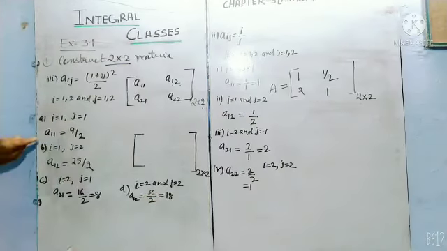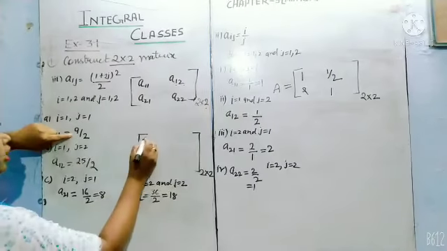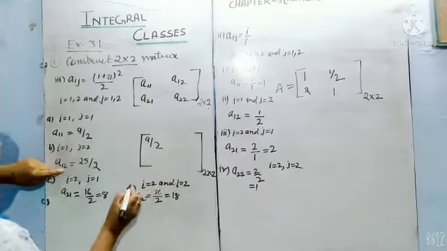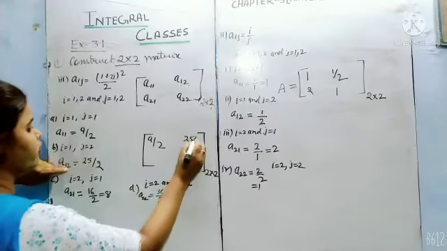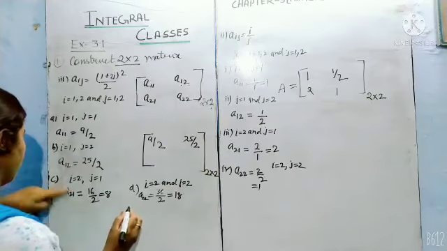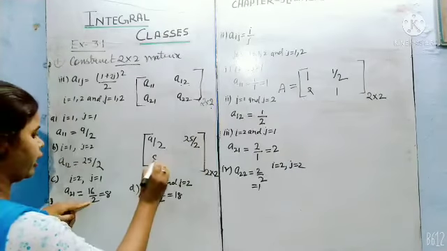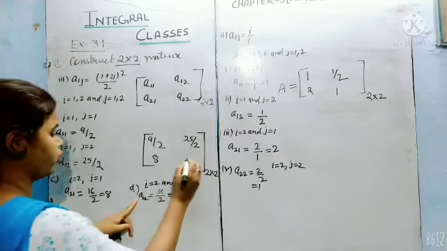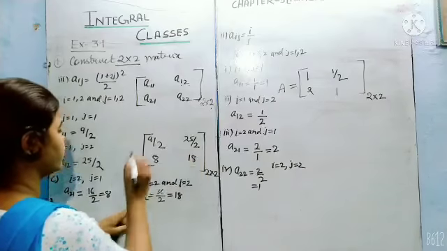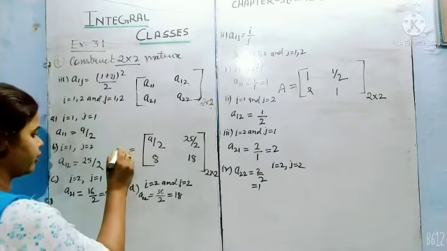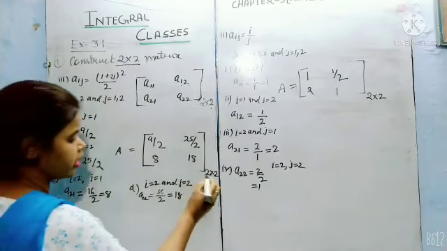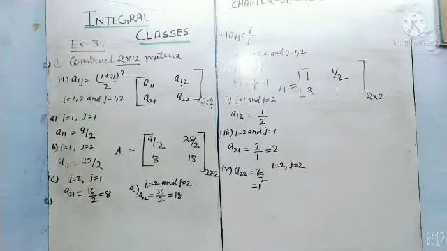Now we will put the values. A11 is replaced by 9 by 2, A12 by 25 by 2, A21 by 8 and A22 by 18. So we will get the required matrix which has order 2 cross 2. Now question number 4 is completed.